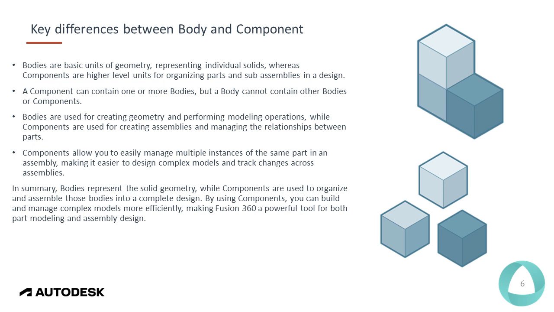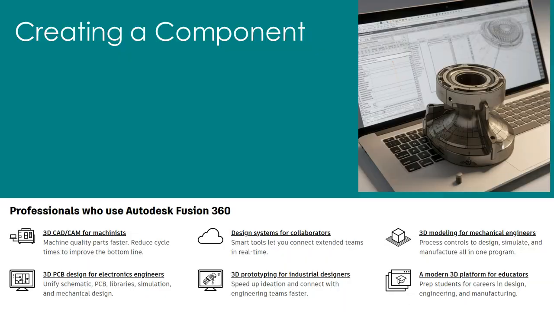In summary, bodies represent the solid geometry, while components are used to organize and assemble those bodies in a complete design. By using components, you can build and manage complex models more efficiently, making Fusion 360 a powerful tool for both part modeling and assembly design.